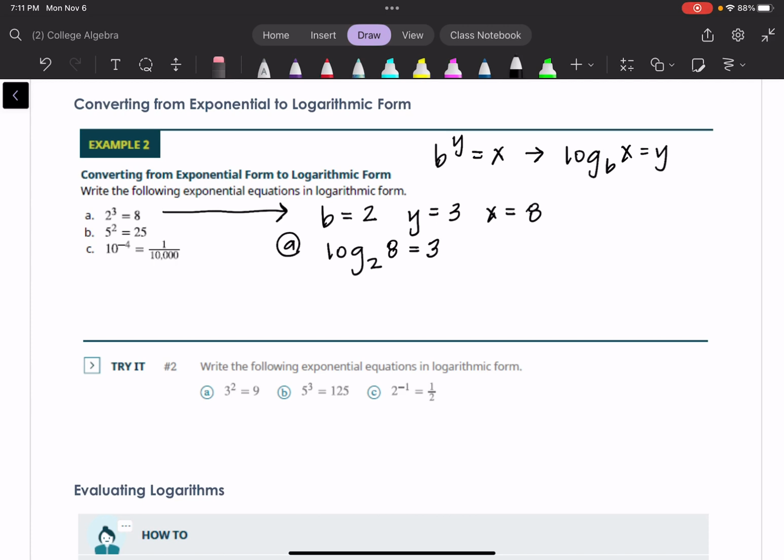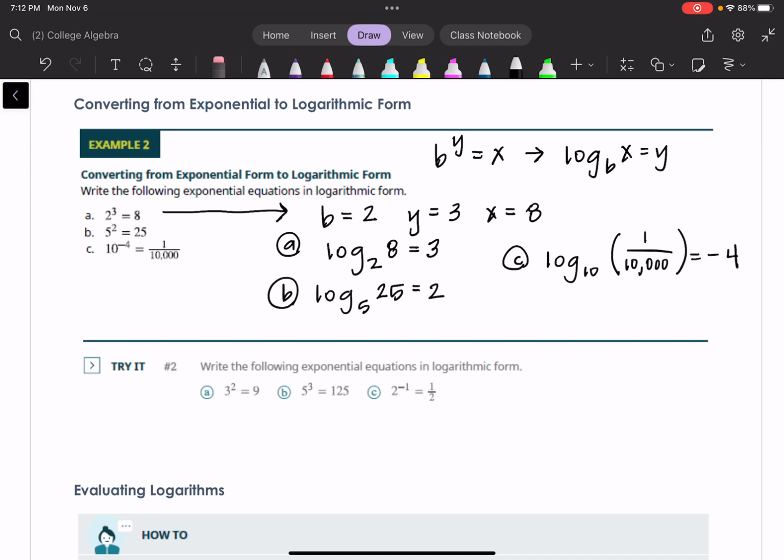Now let's look at B. So this would be the log base 5 of 25 equals 2. And finally, this one's a little tricky because you have negative exponents in a fraction, but it works exactly the same way. So this is going to be the log base 10 of 1 over 10,000 is equal to -4. Now, the argument cannot be negative, but the output or the result of the log function can be a negative number, and that's okay.